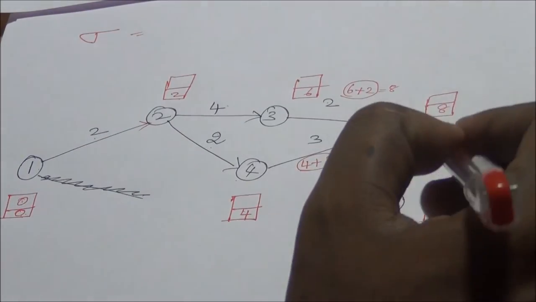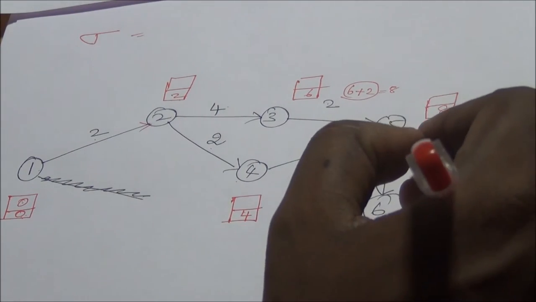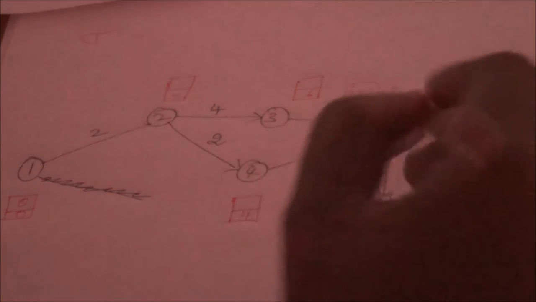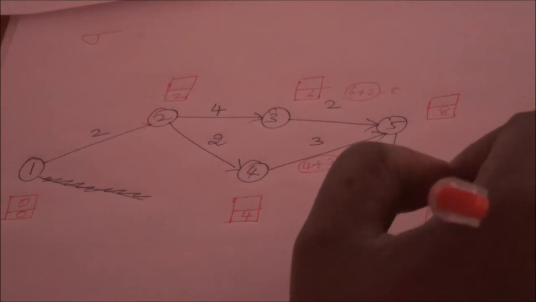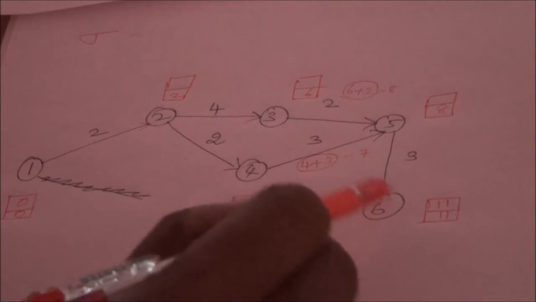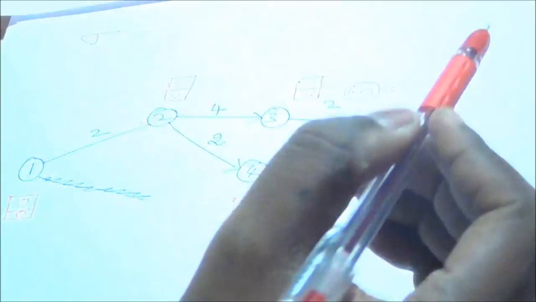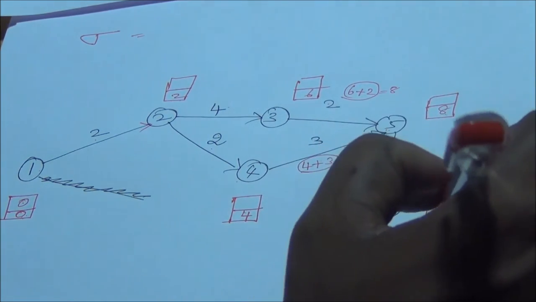Okay, so for 6 there is only one incoming arrow, so 8 plus 3 is 11. Now we have to calculate the latest completion time. First we put 11 at 6, since 6 has no outgoing arrow. For 5 we have one outgoing arrow, that is 11.